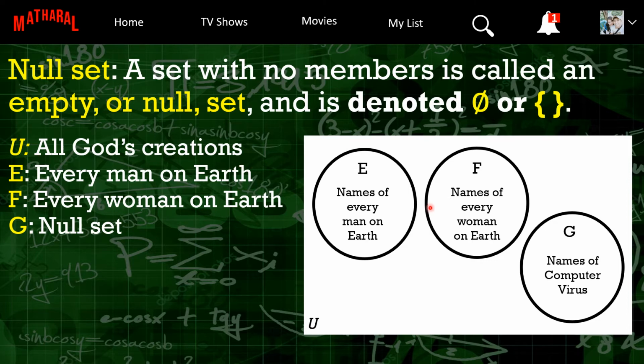So, inside universal sets representations with the use of Venn diagram, we have three sets here. Set E is defined as name of every man on earth. Set F, name of every woman on earth. And set G, names of computer virus or viruses. So in here, set E defines as every man on earth.